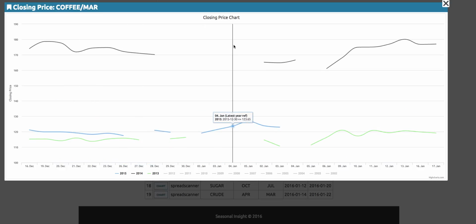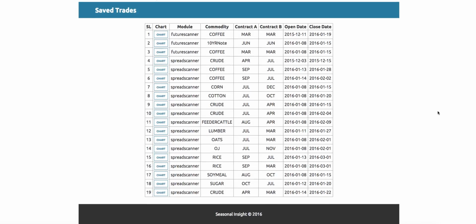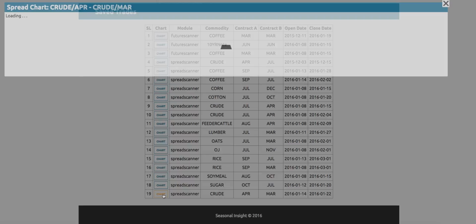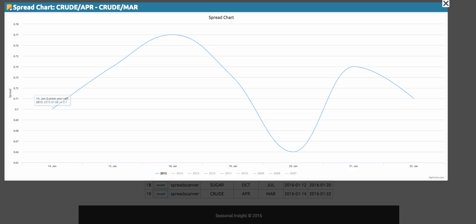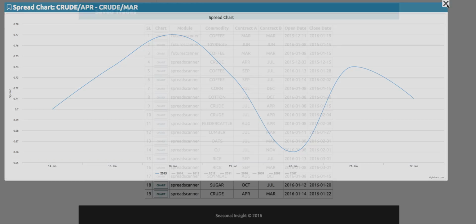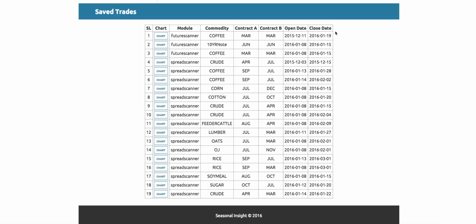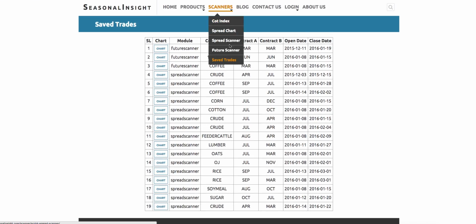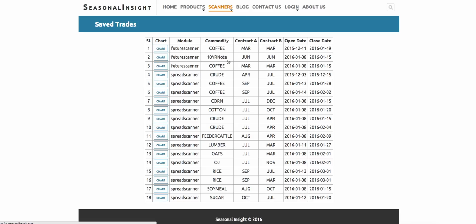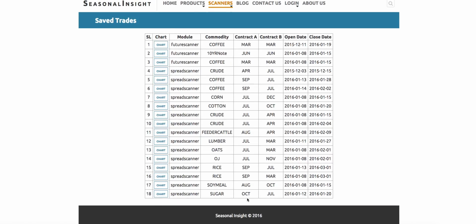If you want to remove the trade from your saved trades, you just click the trade there, top left hand where the bookmark is, remove the bookmark, go back up here to your saved trades, and that trade has now disappeared.